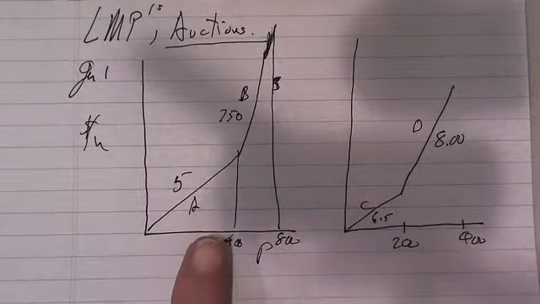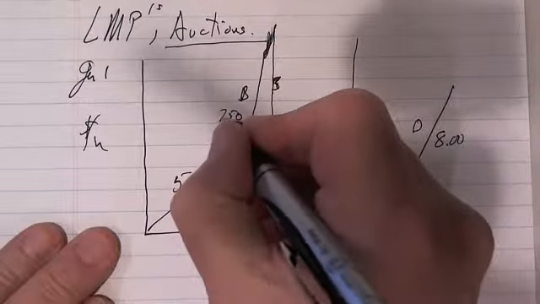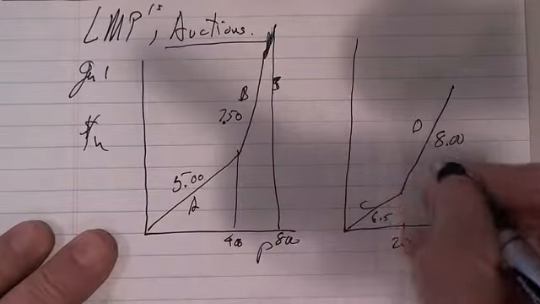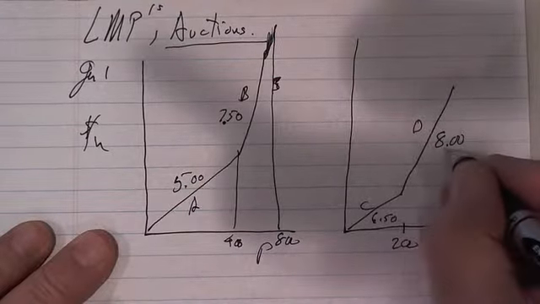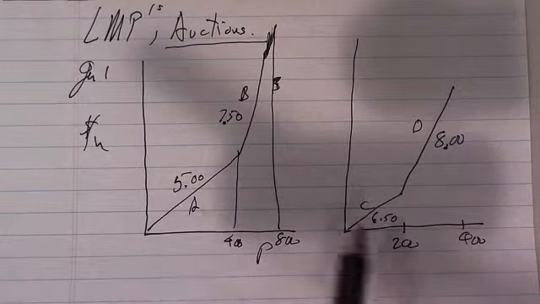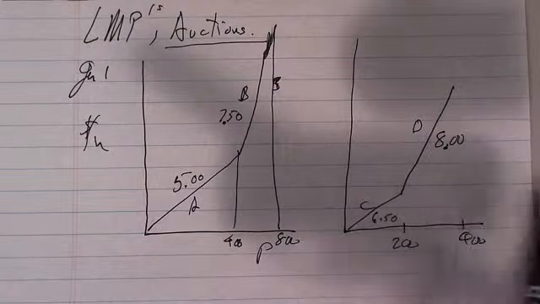This is an engineered problem. I purposely, and you've got to show the decimal points here, 5.00, 750, 6.50, and 8.00. So the cost goes up. A is lowest, then C, then B, then D. Okay?